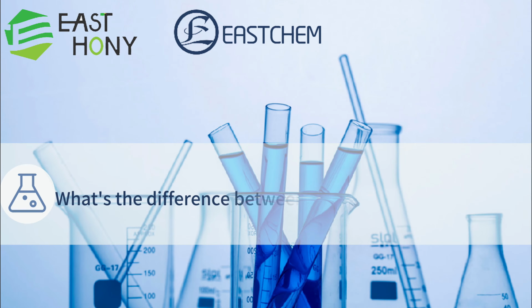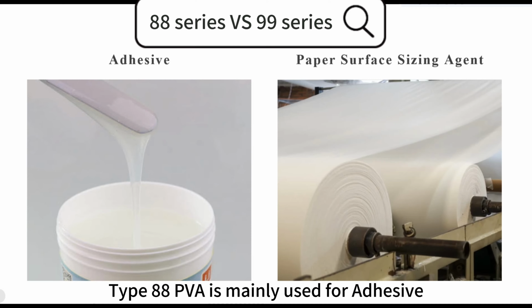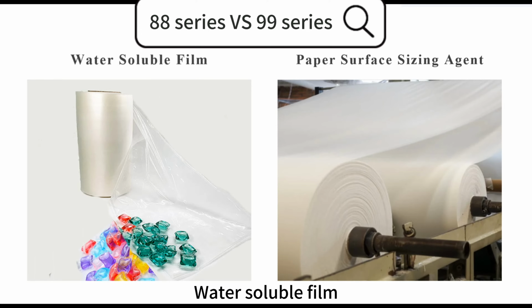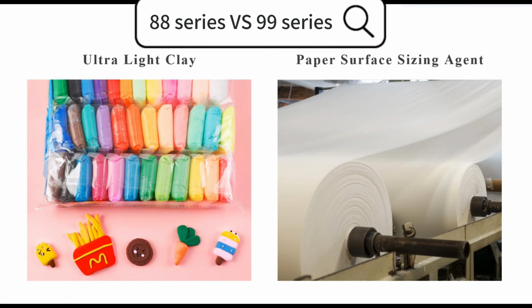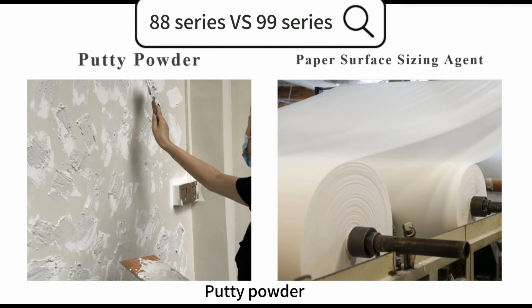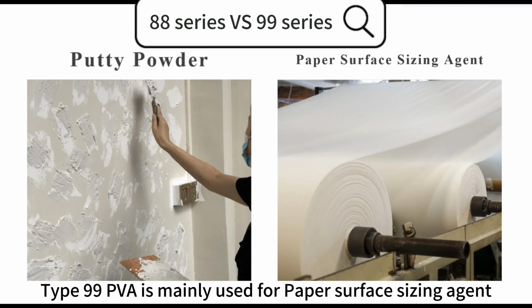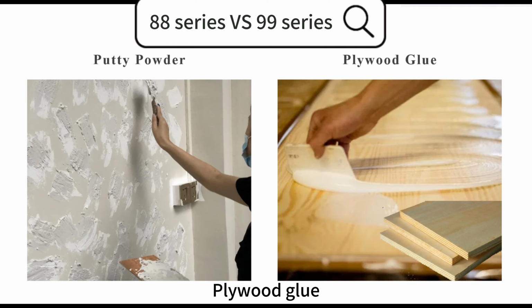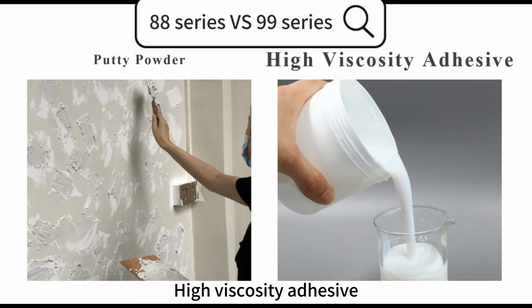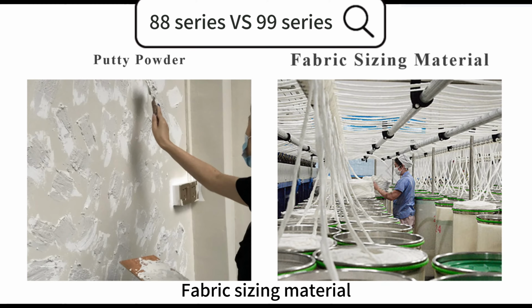What's the difference between PVA-88 series and 99 series? Type 88 PVA is mainly used for adhesive, warp size, water-soluble film, ultra-light clay, putty powder. Type 99 PVA is mainly used for paper surface setting agent, plywood glue, high viscosity adhesive, fabric setting material.